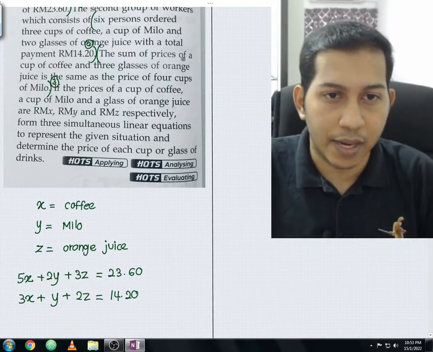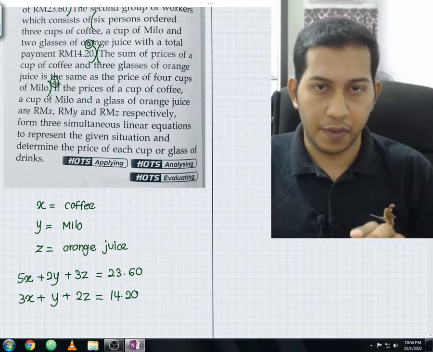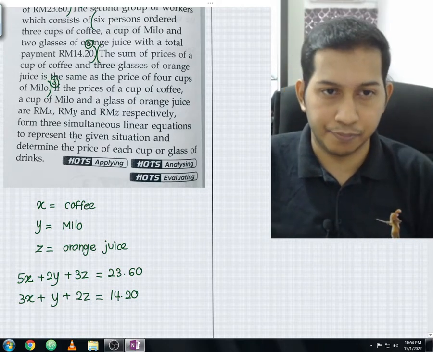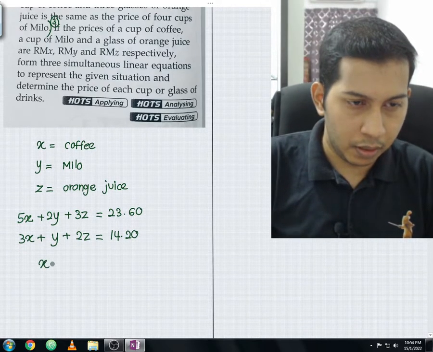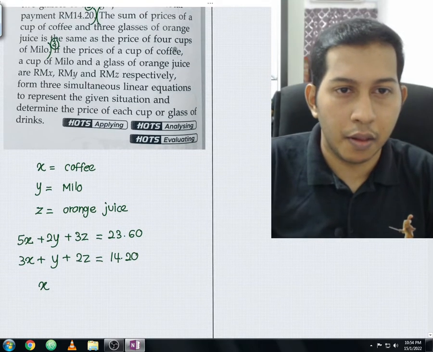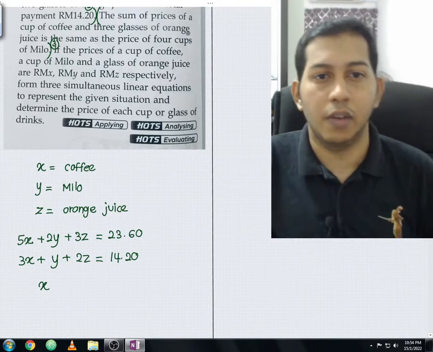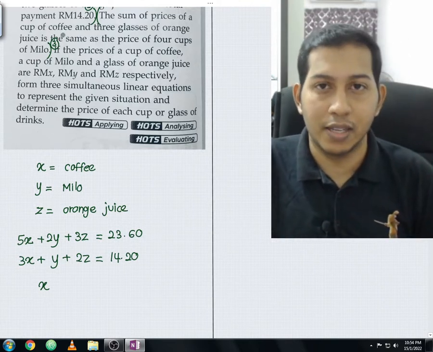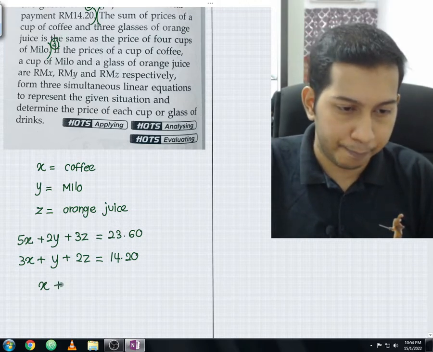The sum of prices of a cup of coffee. Okay, you see here coffee. Okay, just write your x. Okay. A cup of coffee and 3 glasses of orange juice. Orange juice is z. So from here x plus with 3z.